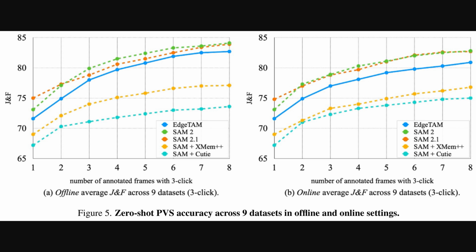We have 2 plots, A for offline settings, where the whole video is available, and B for online settings, processing frame by frame. EdgeTAM in blue consistently performs very well, staying competitive with the much larger Segment Anything Model 2 and Segment Anything Model 2.1, and outperforming other combined approaches, like Segment Anything Model with XMEM++ or Cutie, especially as more initial guidance is provided.